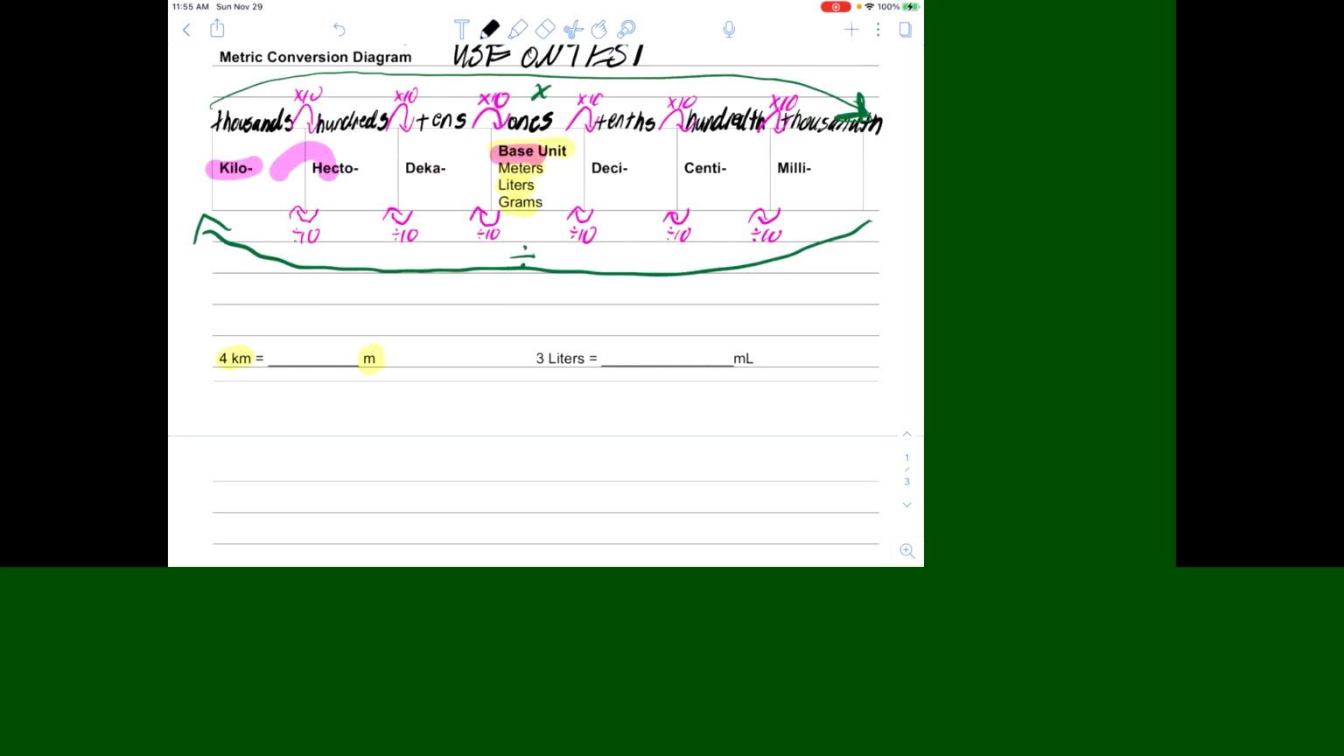So I'm going to erase all that quick. So I know that I'm multiplying by 10 3 times. So I would have my 4 times 10 3 times. And that's to get from kilo 1, 2, 3 steps over.